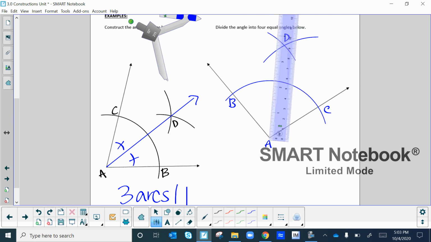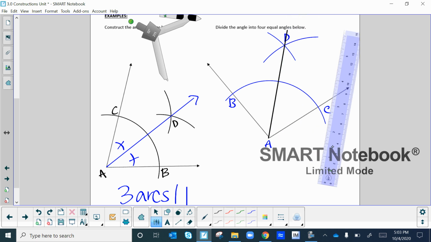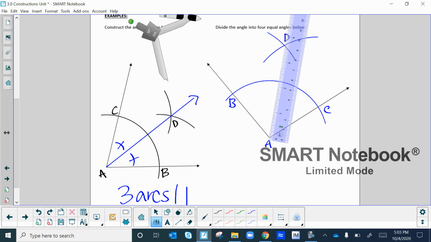So place your ruler carefully on A, line it up to go perfectly through D, and let me grab a different color. Okay, so I just divided. I don't like the way it, I can see how it's not perfectly through A, so I'm going to do that again. So I'm going to move it over just a tad so it goes perfectly through the vertex.